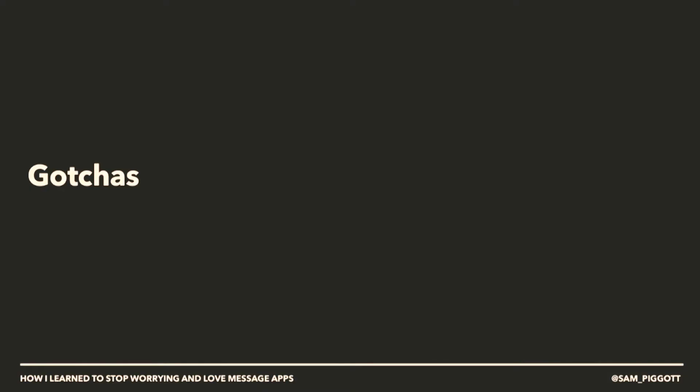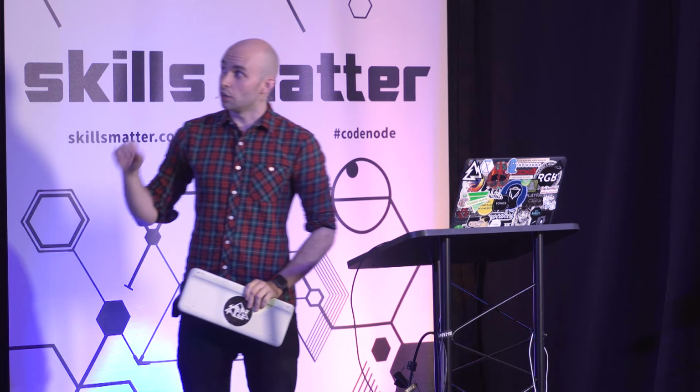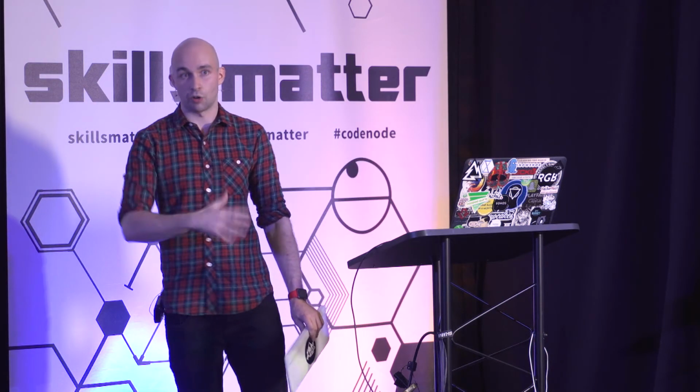Cool. And a couple of gotchas. Like I said, I've been mainly experimenting with the message framework, and I've identified a couple of little bits and pieces along the way. Currently, when you're building in the simulator, you have access to John and Kate, I believe. They both have the same UUID. I was building a turn-based little mini game, and it was really important to identify who the current player was.